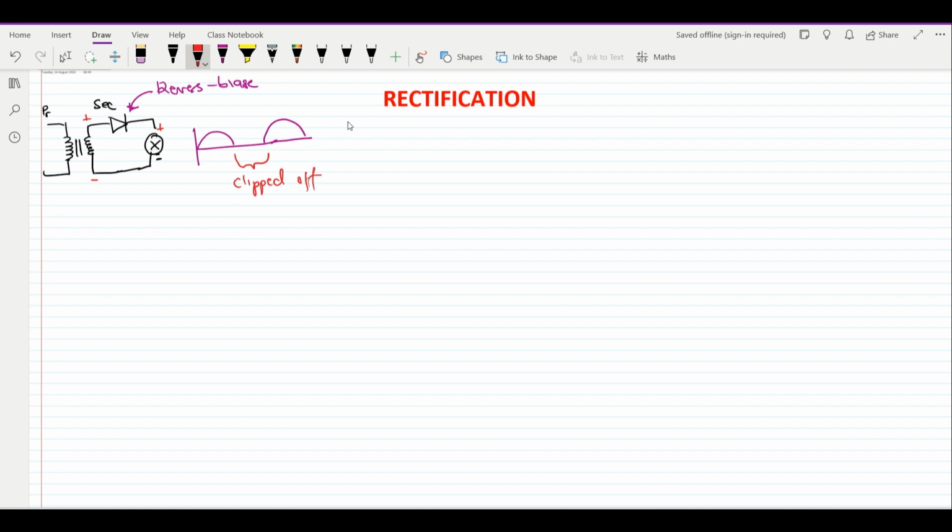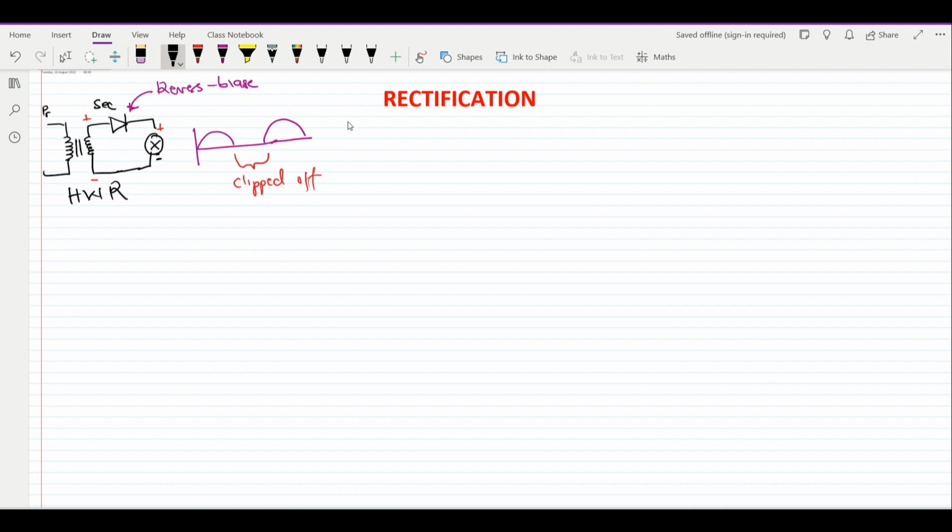But this is not good. You cannot live in a household where when you're trying to turn on your TV, it will be on for a certain period of time and then off for another period of time, on for another period, and so forth. This is where rectification comes in still. We've seen that this type of rectification could not achieve what we needed. We call this our half wave rectifier.